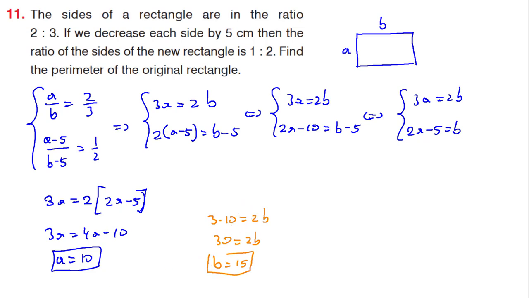Well, the question clearly is not to find the sides of the rectangle. It says find the perimeter of the original rectangle. The perimeter being 2 times the sum of the lengths of the sides. 10 plus 15, that is 2 times 25, that is 50.